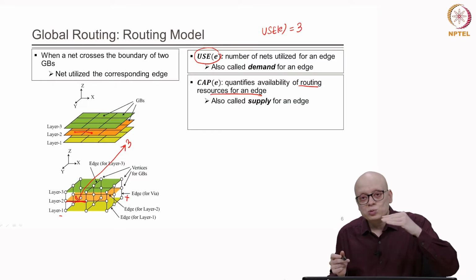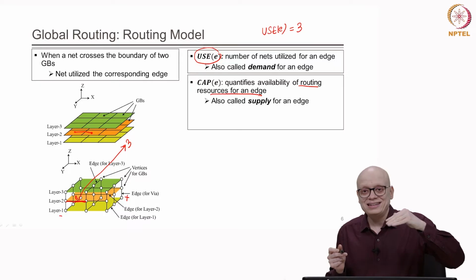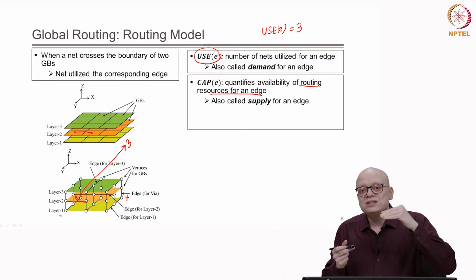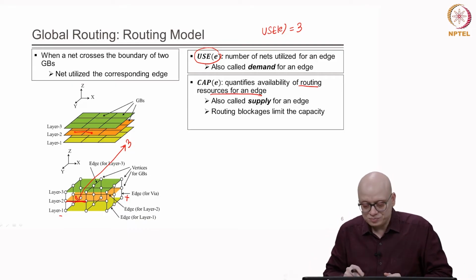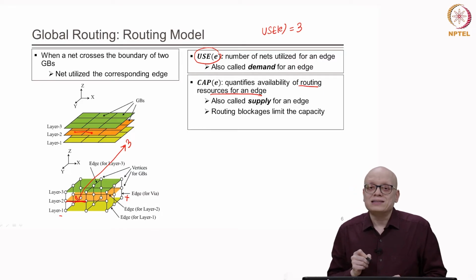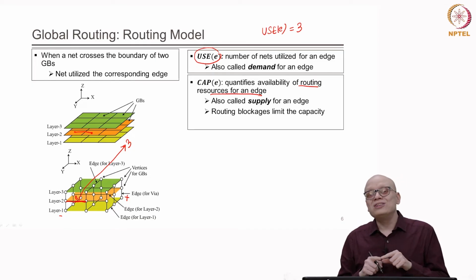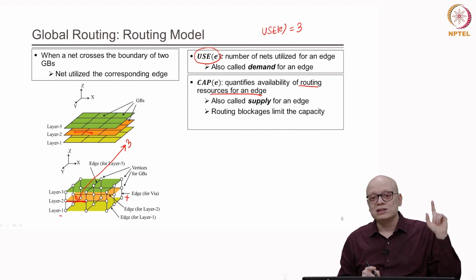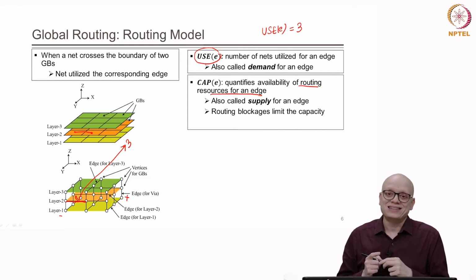So, whenever we use a net, we say that the demand has been created for that edge, right. And when there are many resources available for an edge, we say that the supply is increasing, right. So, the routing blockages limit the capacity, right. Note that we are doing routing after doing power planning, and the power planning was done during the chip planning stage, right.